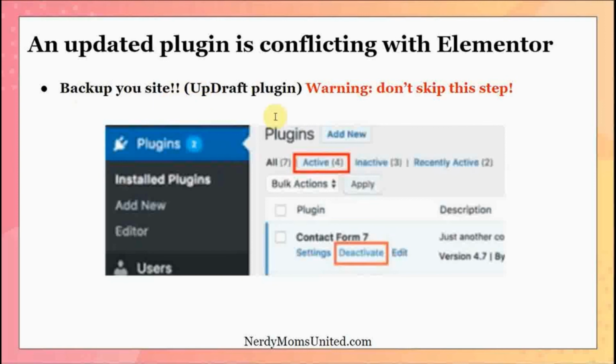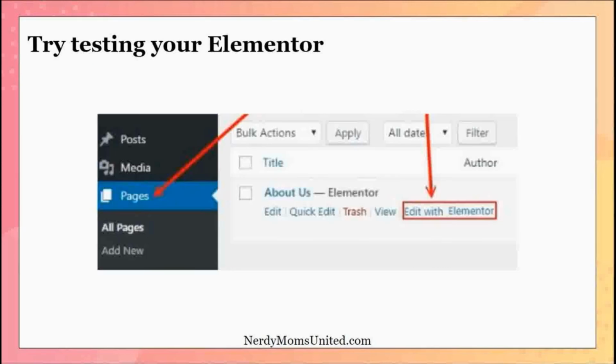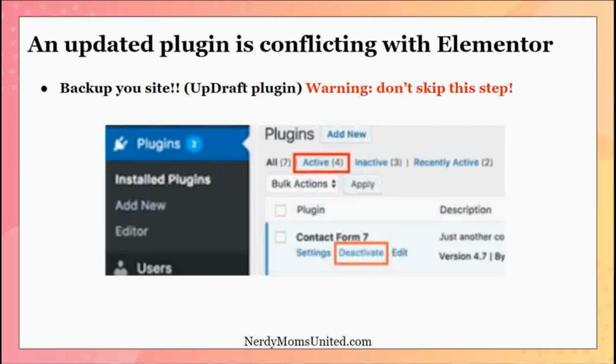So, once you do your backup, click on plugins, click on active, find the plugin you recently updated and deactivate it. Once you deactivate that one plugin, you only do one at a time. Then we go and test again and see if we can get it to load up. If it doesn't, then you go back and you deactivate the next one that you updated. Usually I try to only update a few at a time, and so I know which ones I've done to make sure I have not caused issue with my Elementor.